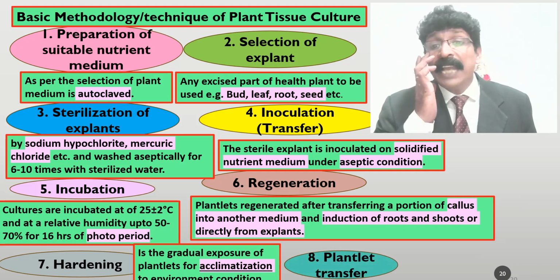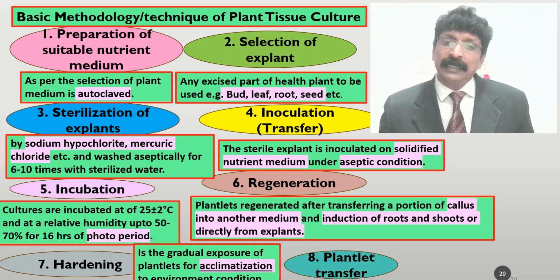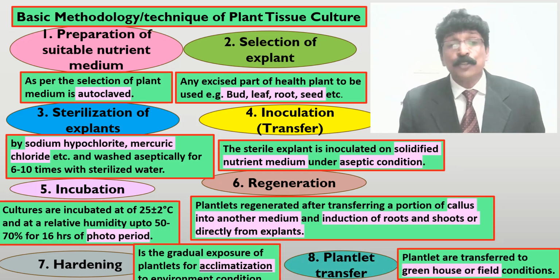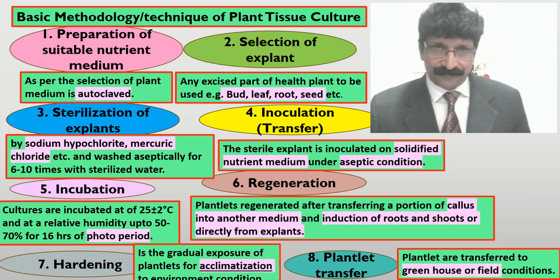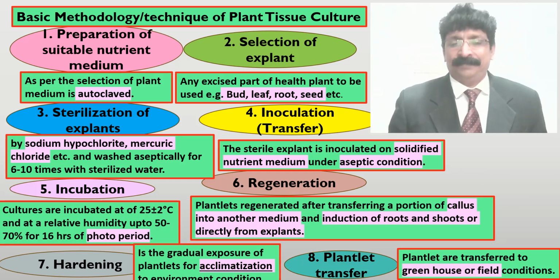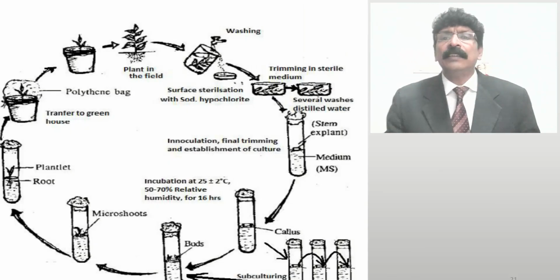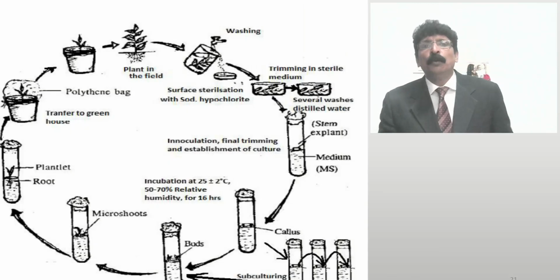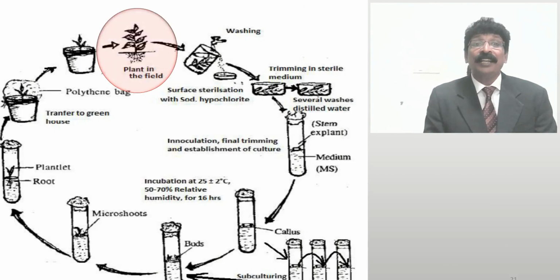And number 8, plantlet transfer. After development of the plant, it is transferred to the greenhouse or the field condition in the open air according to the requirement for the development of the plant. So this is a picture which gives you about what we have discussed in this class. Starting from a plant, it's a cycle actually.